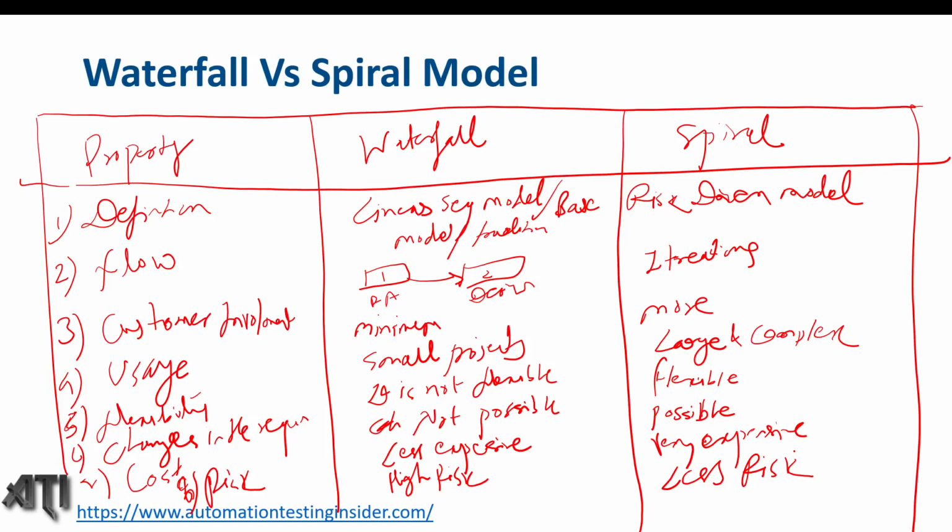Whereas in the spiral model, we take feedback and reviews from the customer, and it works on the basis of iterations. We divide the requirements, we prioritize them into different modules, so risk is very low here. And we do the risk analysis. The model itself is called a risk-driven model. So these are the different properties we can use to differentiate the waterfall model and the spiral model, guys.